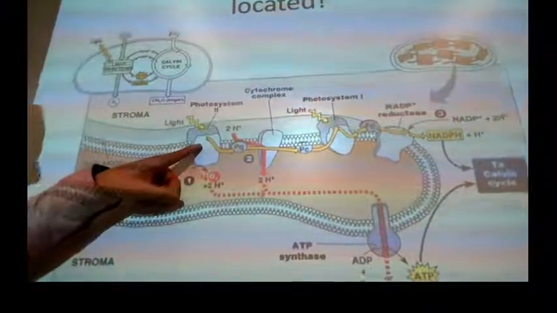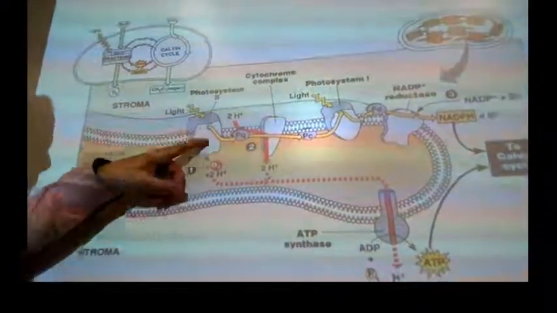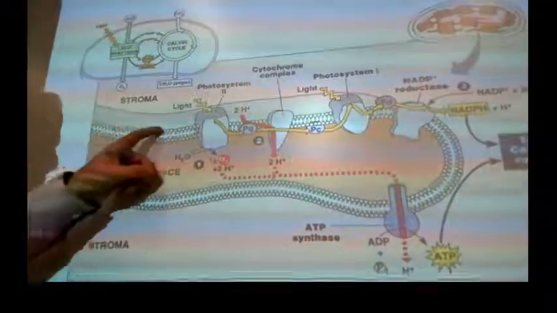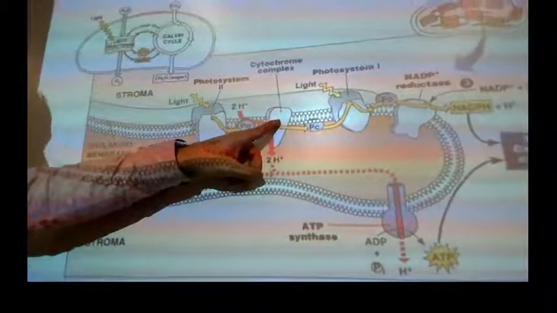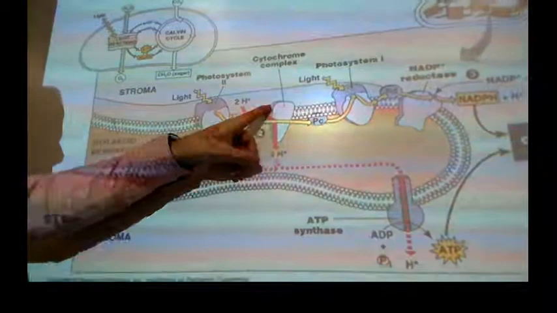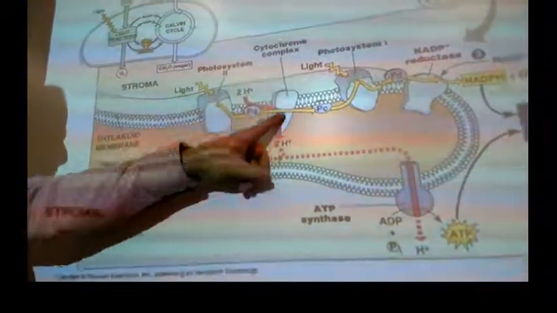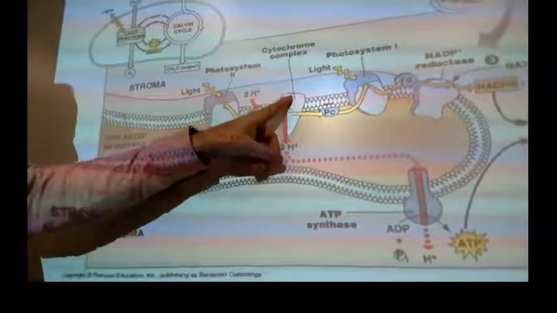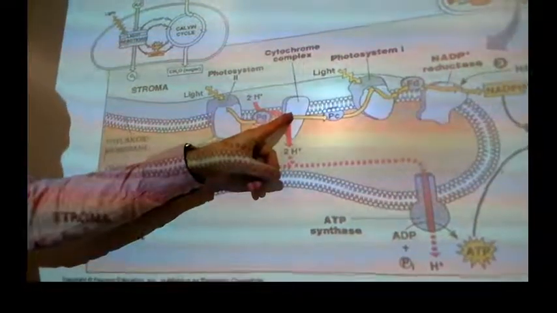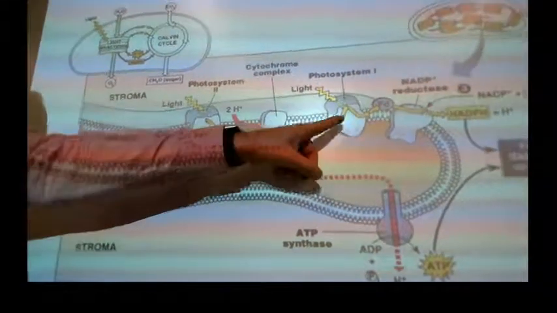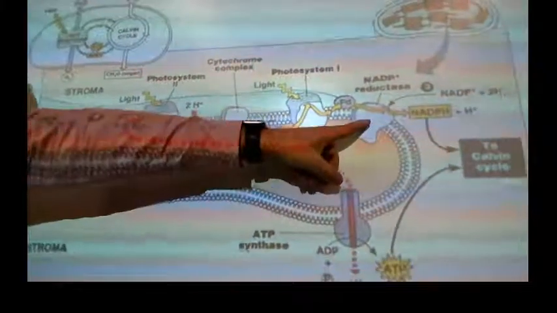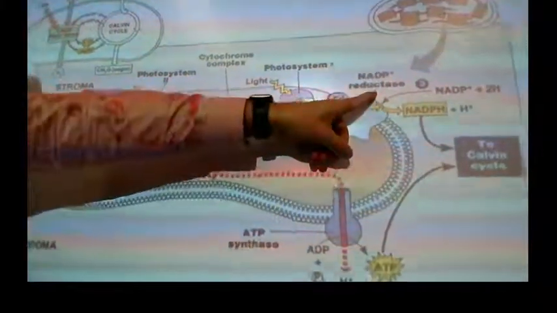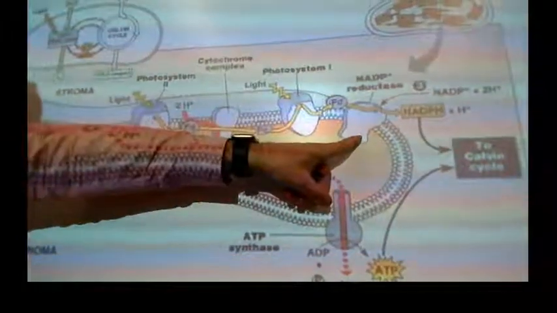Okay, here's photosystem 2. This is an integral protein in the phospholipid bilayer. Okay. Here's what we call the cytochrome complex. This is just a proton pump. All right, so the whole reason that this is in there is to pump those protons. Here's photosystem 1, which is an integral protein. Here's NADP plus reductase, which is also an integral protein.